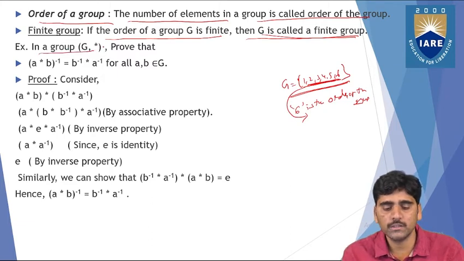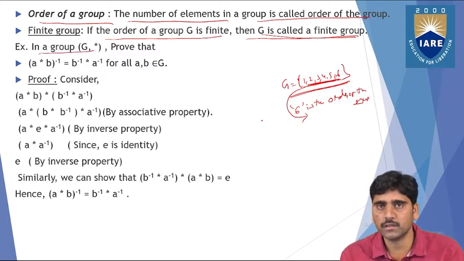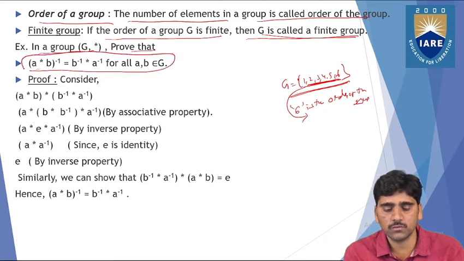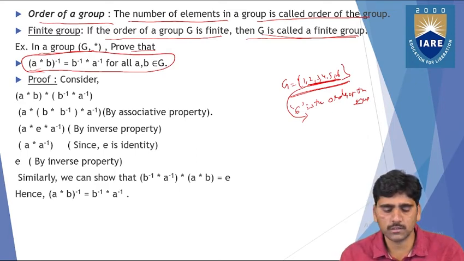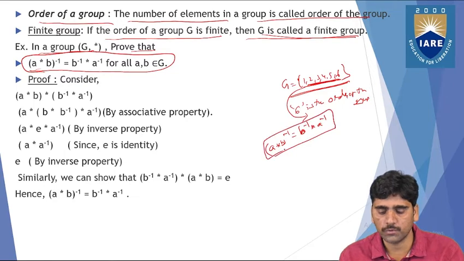In a group (G, *), prove that (a * b) inverse equals b inverse * a inverse for all a, b belongs to G. So this is what we are going to prove. We'll take (a * b) inverse, which equals b inverse * a inverse. This is what I am going to prove, right?